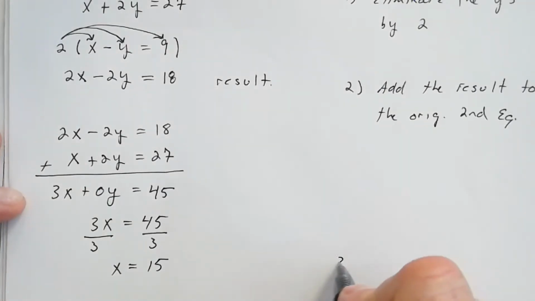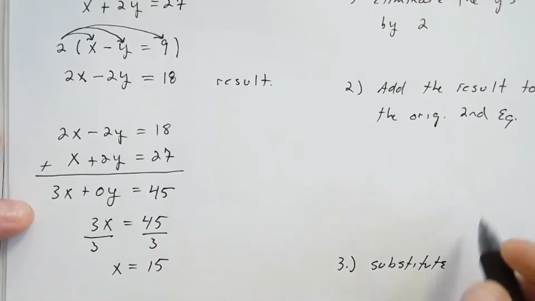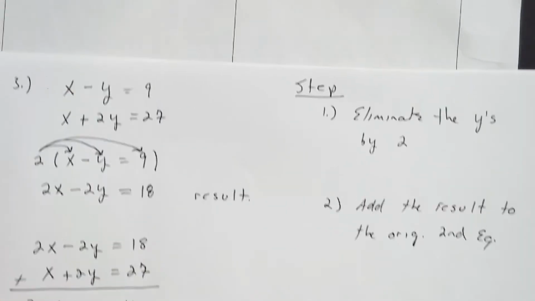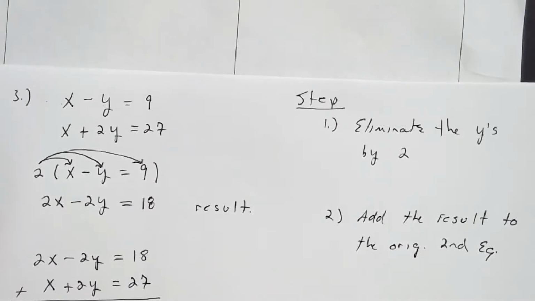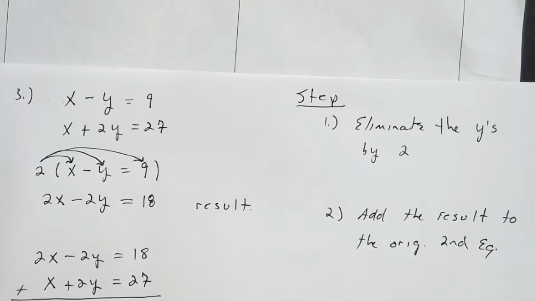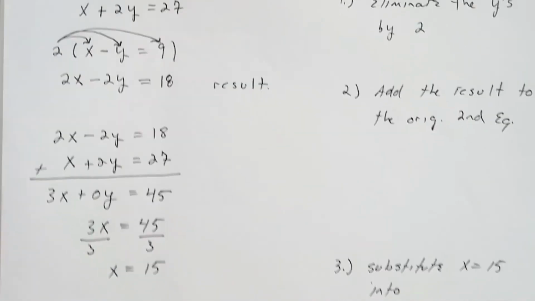So as we've done with the other ones, we have to substitute x equals 15 into, which equation do you want to substitute it into? Either one. What's the easier one? The one with the lower numbers. It's going to be the first equation, because you have a 9 and a -1 instead of a 2 and a 27. So they're just lower numbers. So we just choose the one that has the lower numbers so that you get nice easy multiplication.